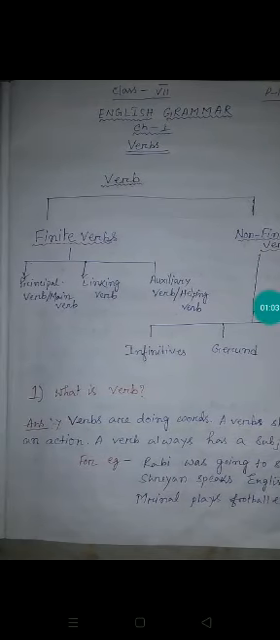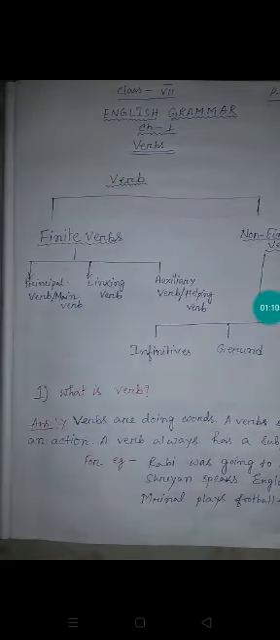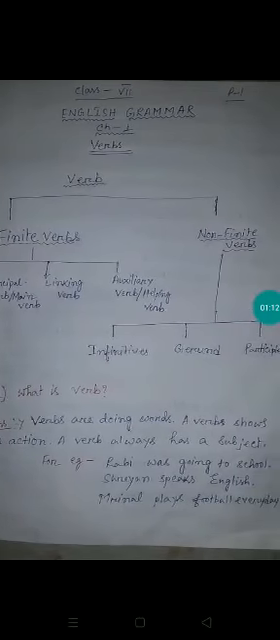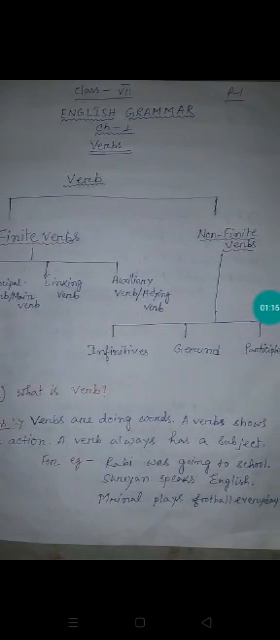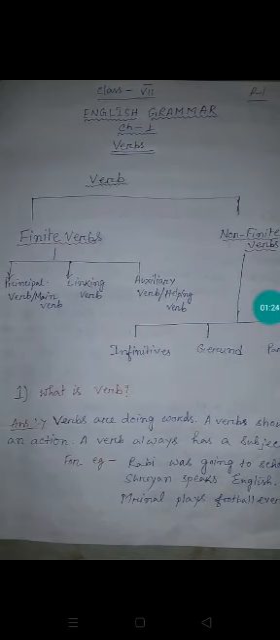Now, I am coming to my main topic, what is verb? Verbs are doing words. A verb shows an action. A verb always has a subject. So, students, we can get to know from here that a word which shows an action and comes with a subject and predicate, those words are called verbs.